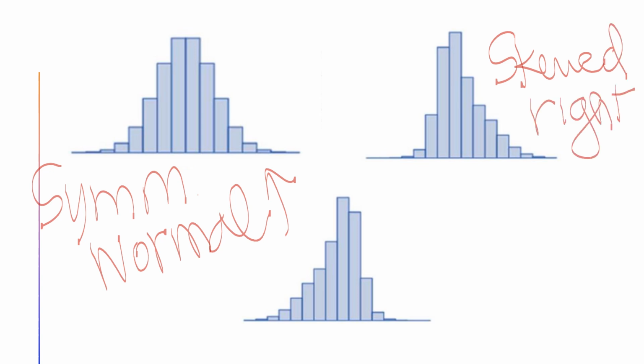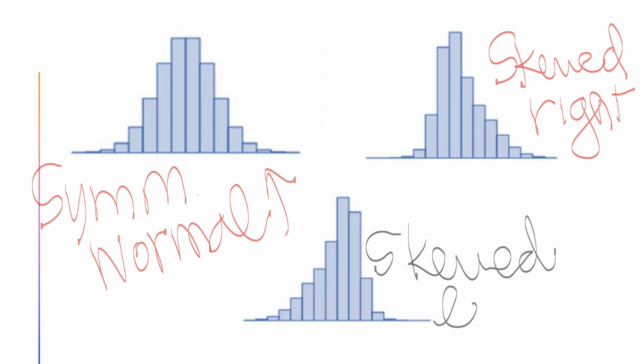And then on the bottom, we've got another histogram. Is this one uniform, symmetric, normal, skewed left, or skewed right? This one will be skewed left. The peak is on the right.